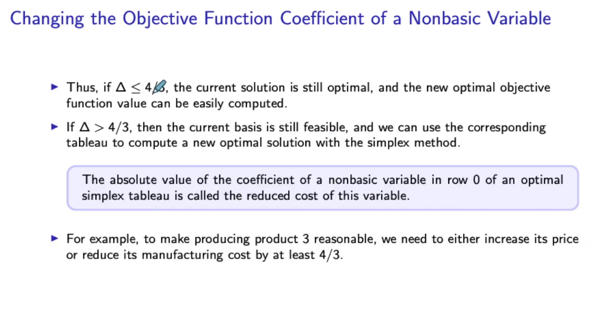We have a name for this non-basic variable coefficient in row 0 of the optimal tableau, so we call it the reduced cost. This is by how much we need to reduce the cost of production of 1 unit of our corresponding product in order for it to make sense to actually produce this product, so for it to enter the basis. Alright, so then we discussed a more general case of changing a non-basic variable column.